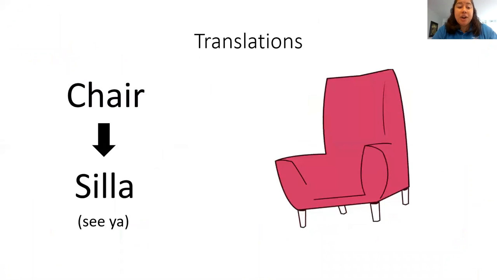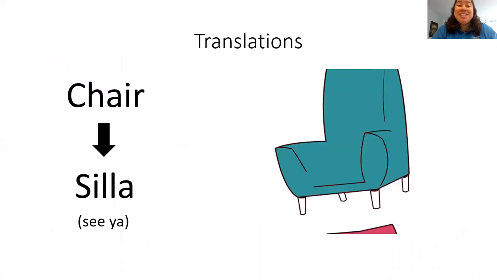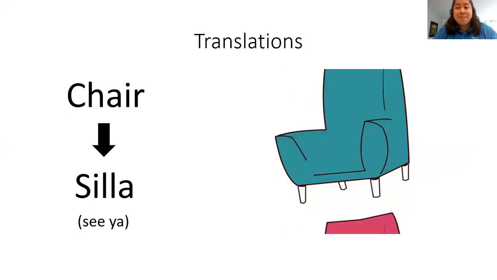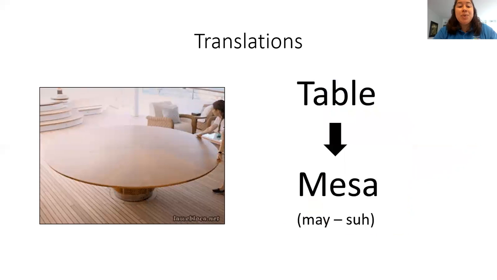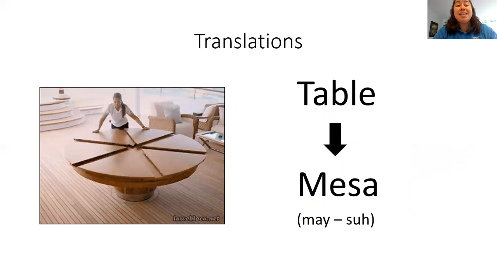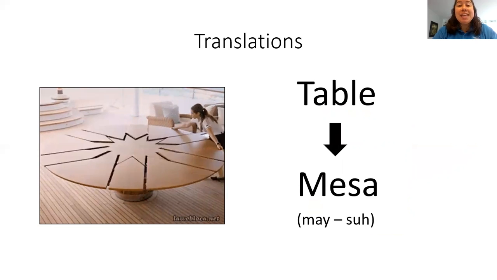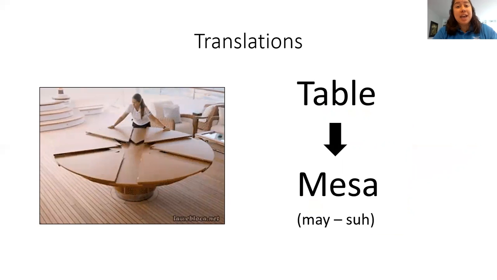Okay, so chair. Chair in Spanish is silla. Kind of like if you're saying silla, that's how you say chair in Spanish. Next, we have table. Table in Spanish is mesa. So you might be sitting at the mesa, the table, in your silla, your chair.